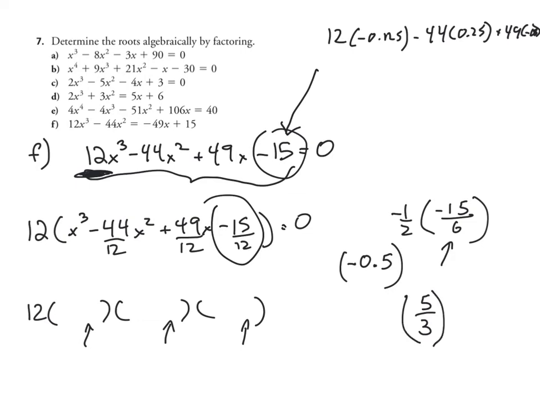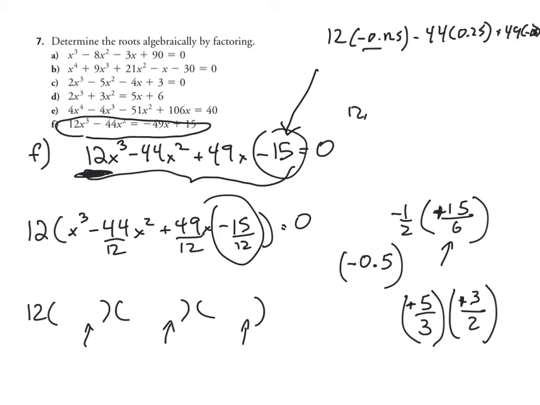Positive 5/3, and it's 12 times 5. Plug that in, and it does equal 0. And then the other one would have to be positive 3 halves, right? Because this has to be positive 15 over 6. So positive 5 over 3 and positive 3 halves and negative.